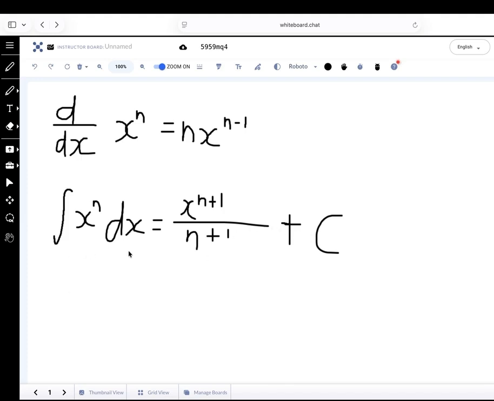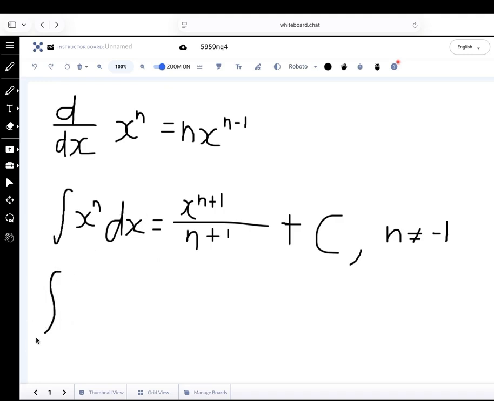And I would like to point out that this formula doesn't work if n is equal to negative 1. So I'll write down a condition here. n is not equal to negative 1, because if n is negative 1, n plus 1 is 0, and we all know that you can't have a 0 in the denominator. So what will you do?